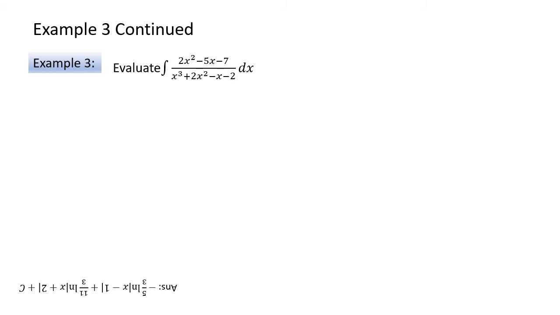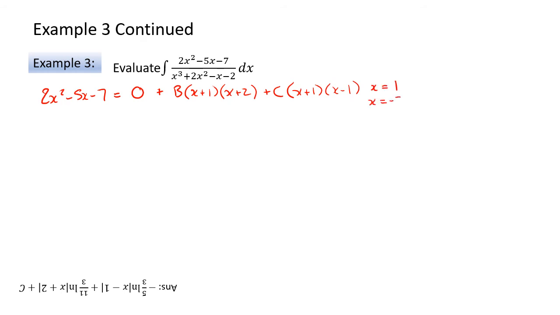But I will start by just writing the equation that we're working with right now. So 2x squared minus 5x minus 7 equals, the first term we calculated a is 0. So the first term is just 0 now. We have plus b times x plus 1 times x plus 2 plus c times x plus 1 and x minus 1. Okay? So we did x equals minus 1. The remaining two terms we have are x equals 1 and x equals negative 2.